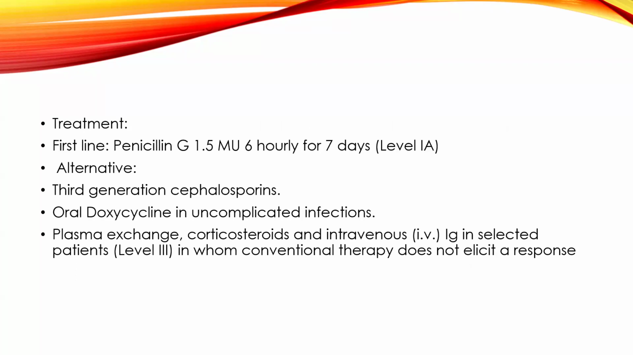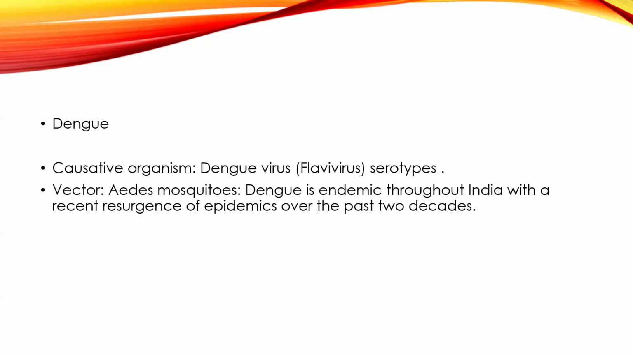Then for the treatment purpose, we can start with penicillin G, 1.5 MU, 6 hourly for 7 days. Then alternative, we can start with third generation cephalosporin, oral doxycycline in uncomplicated infection, plasma exchange, corticosteroid, and intravenous IgG in selected patient in whom conventional therapy does not elicit a response.